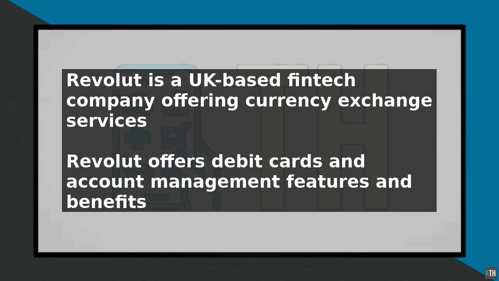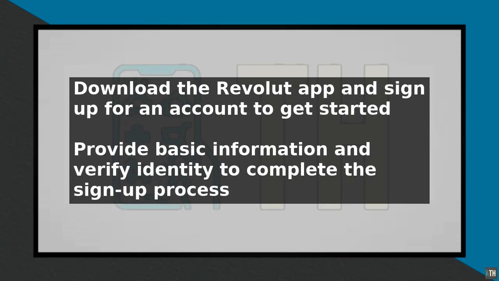To get started, you need to download the Revolut app from the Google Play Store or Apple App Store and sign up for an account. The sign-up process is straightforward and requires you to provide some basic information such as your name, email address, and phone number.